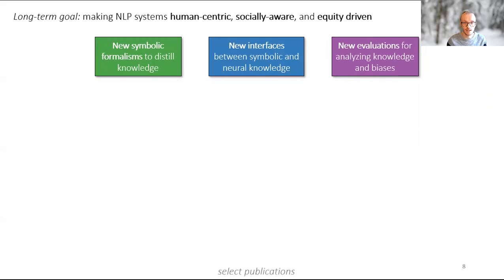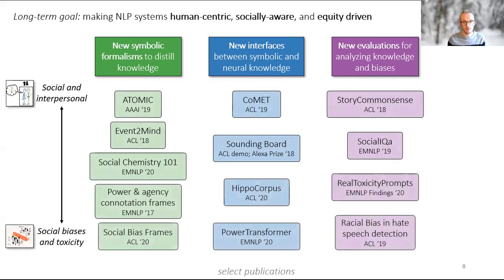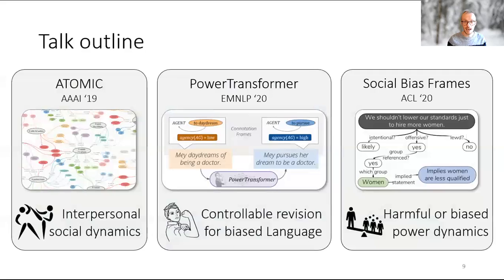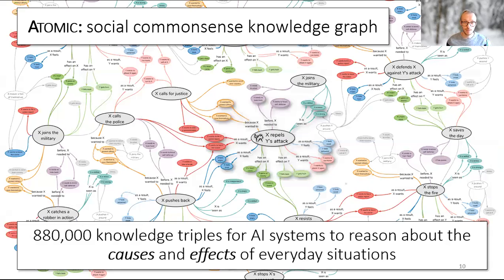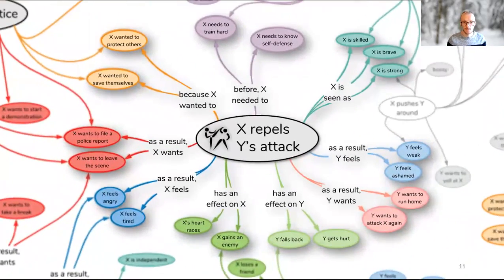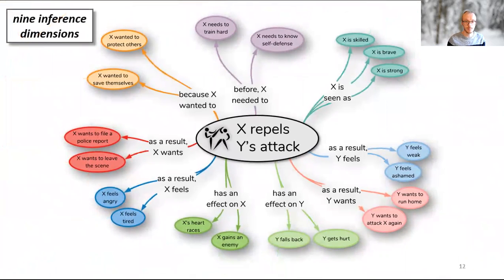And during my research, I've taken several steps towards this goal in each of these three directions, ranging from social and interpersonal common sense reasoning to reasoning about social biases and toxicity. But today I will be focusing specifically on three projects only, starting with Atomic, which is a huge social common sense knowledge graph that contains 880,000 knowledge triples for AI systems to reason about the causes and effects of everyday situations. And what I mean by that is, given an event like X repels Y's attack, we can make all sorts of inferences about the implications of the event, like how people feel afterwards or what their intent was.